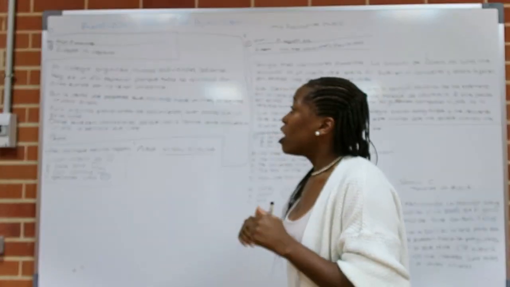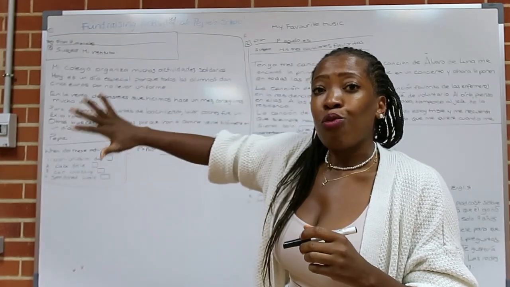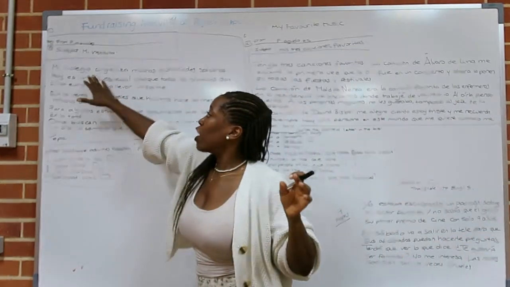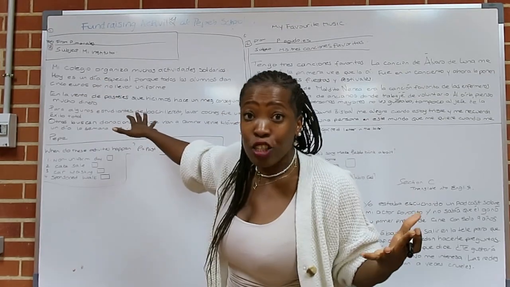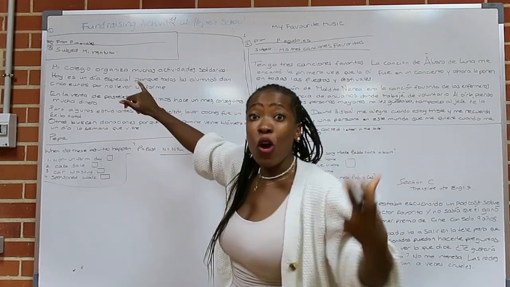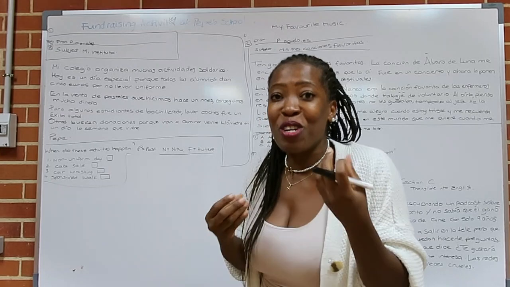Right. First thing I always tell my students to do is this. Read over the text very quickly. Look at all the familiar words. Colegio. It looks like college. We know that that's school. Right? Muchas. It looks like much. We know that it's many. Actividades, it looks like activities, we know this.